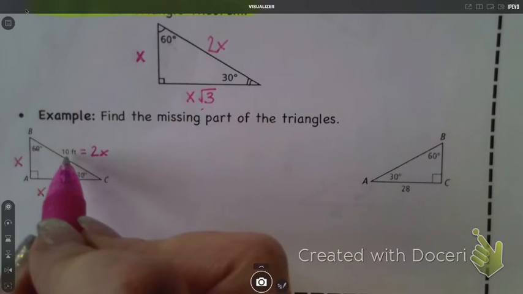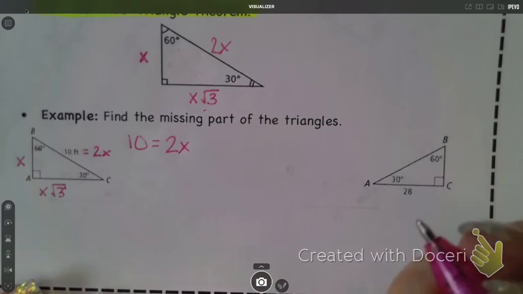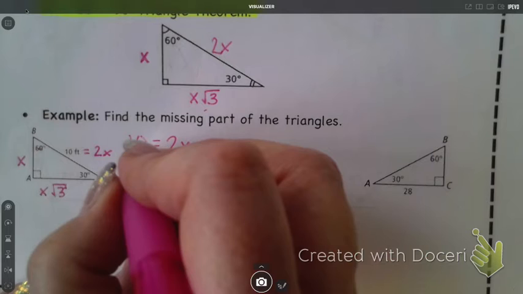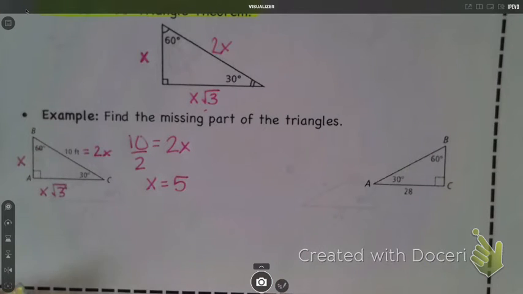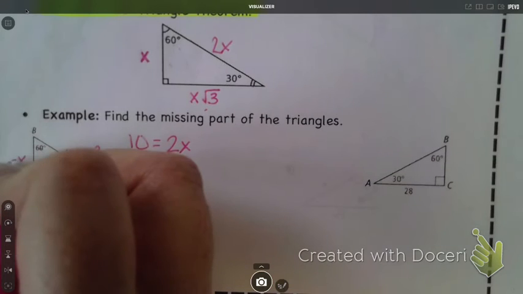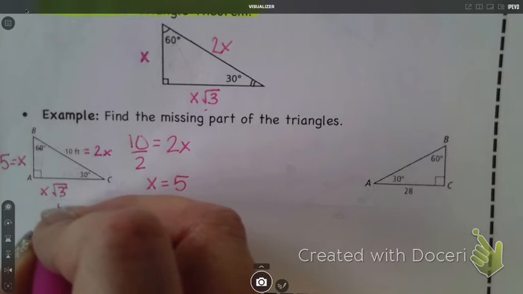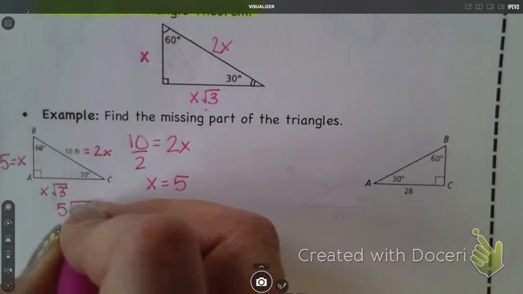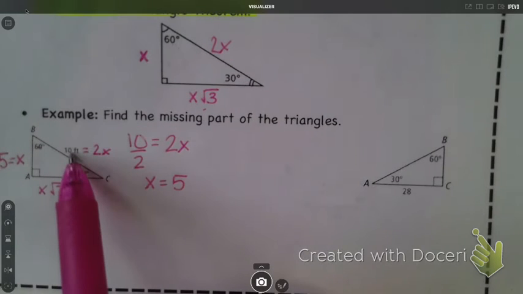So they gave me the hypotenuse, yes? Yep. So I have 10 equals 2x. Divide by 2, and x equals 5. Once I find x, all I do is plug it in. So across from 30 is now what? 5, because it's just x. And across from 60 is 5 square root of 3. Now what's the answer? Those sides are 5, 5 square root of 3, and 10.